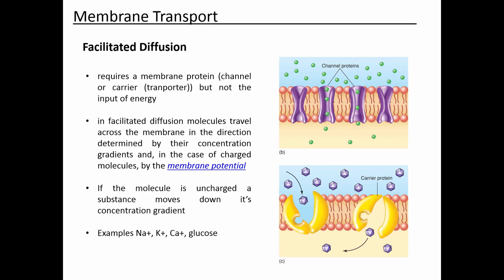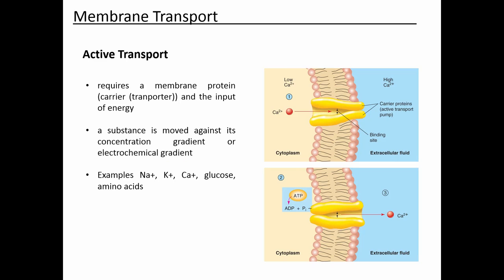Okay. So the next type of membrane transport that we're going to talk about is active transport. And this type of transport is also going to require a membrane protein, but in this form of transport, it's specifically mediated by a carrier. So active transport is specifically mediated by carriers only. You never have a channel involved in active transport. So active transport requires a membrane protein, and it's also going to require energy from the cell. So it requires the input of energy.